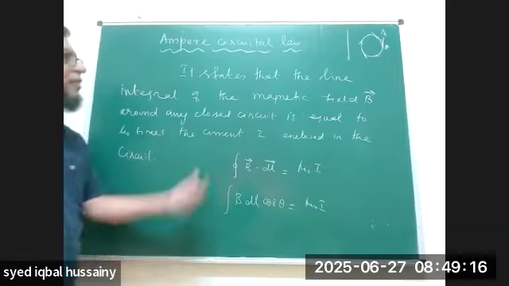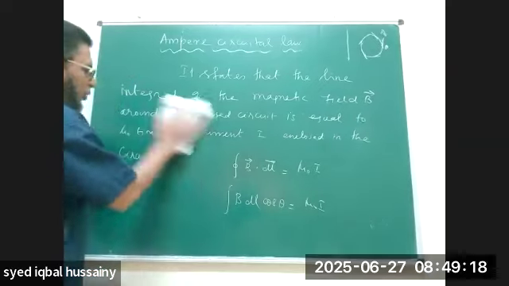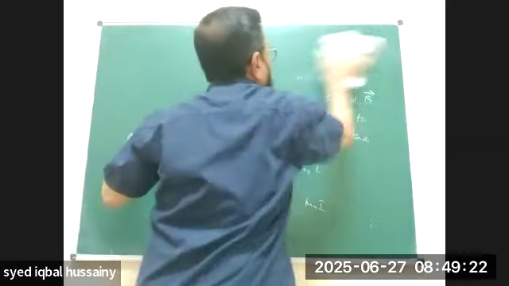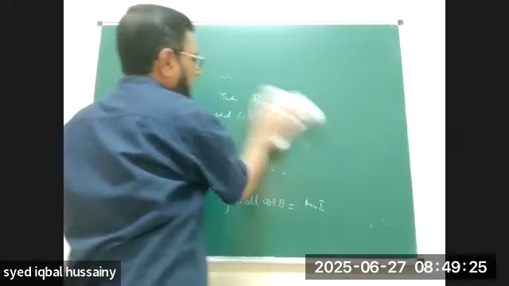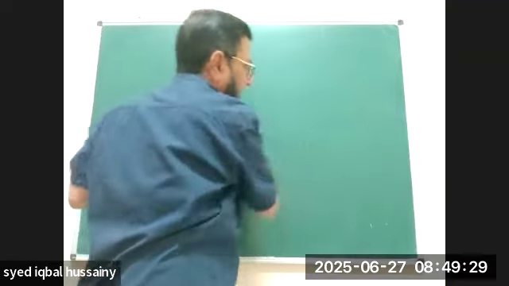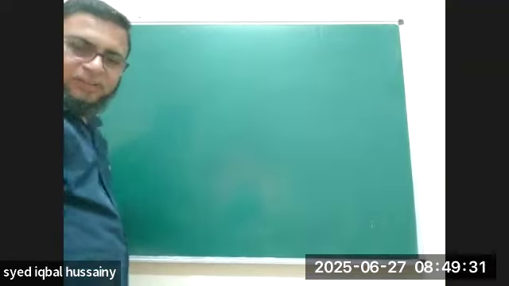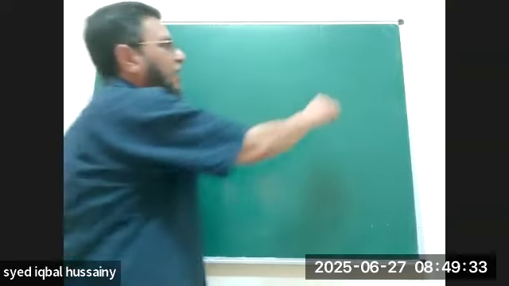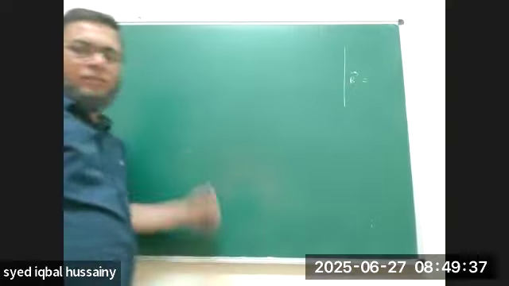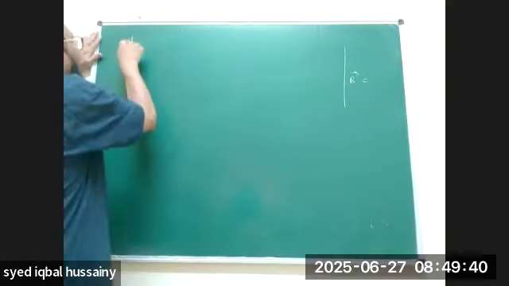So now, proof of Ampere circuital law. We are going to prove that Ampere circuital law is correct. Now can anyone tell me the magnetic field due to a straight conductor? What formula do we get? What I taught you from Biot-Savart law? Magnetic field due to a straight conductor. Anyone?